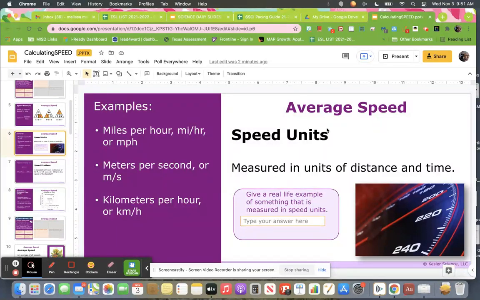Remember that speed incorporates both distance and time. So you have a distance and a time, a distance and a time, and a distance and a time.